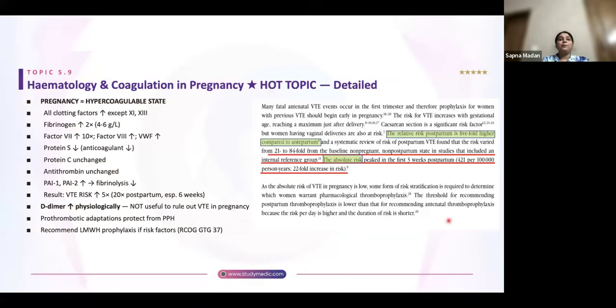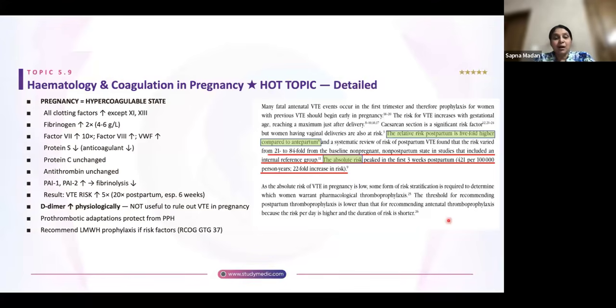So pregnancy is a hypercoagulable state. All clotting factors except factor 11 and 13 will increase. Fibrinogen will increase by 2 times. Factor 7 increases 10 times. Protein S, which is actually an anticoagulant, will reduce. Protein C remains unchanged. Antithrombin is unchanged. PAI1 and PAI2 will increase. So fibrinolysis is reduced. The result overall is an increase in VTE risk around 5 times, and it increases around 20 times postpartum compared to the normal population and compared to the antepartum period.